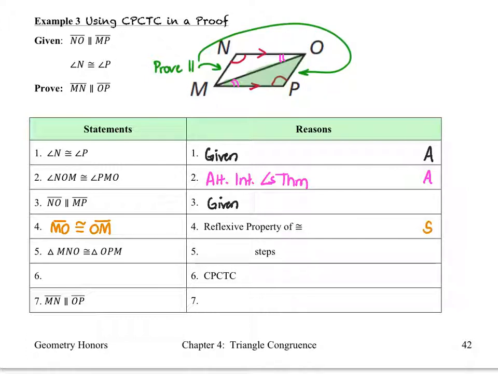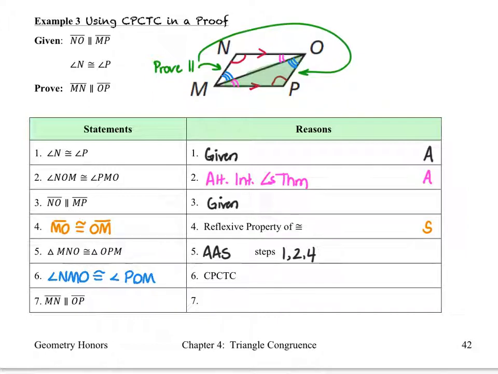So now we have proven that our 2 triangles are congruent by angle side using steps 1, 2, and 4. We know that corresponding parts of congruent triangles are congruent, and there's only one angle that we haven't touched on. That is these 2 little angles that I'm going to mark with 3 arc marks. And of course, that means that angle NMO is congruent to angle POM by CPCTC.